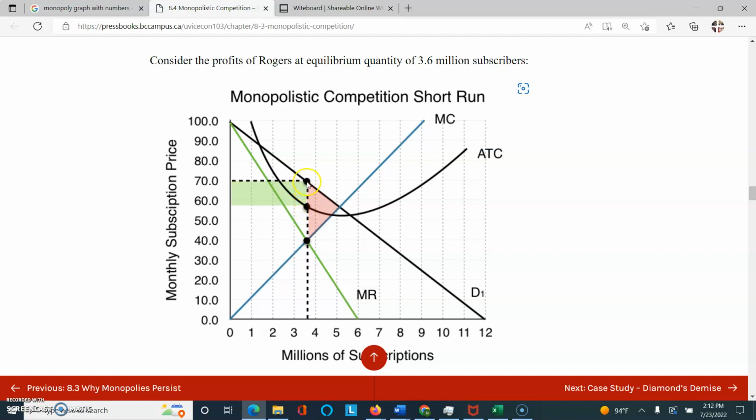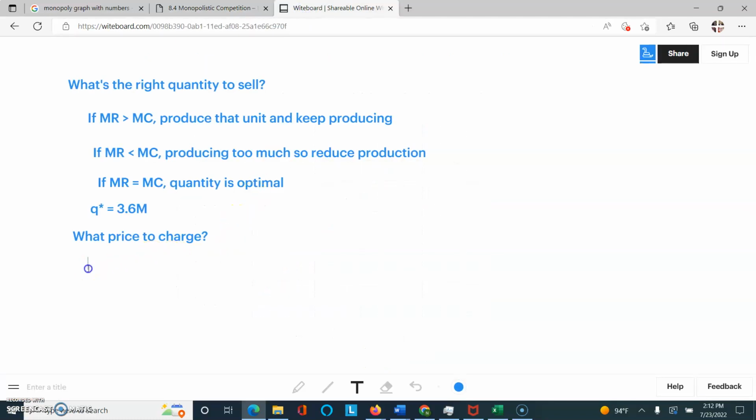So I go up to this point here. Now I read the graph off to the left. So I'm going to be charging exactly $70 per subscription to sell the 3.6 million that I want. Okay, so the second part, the optimal price, so P for price, would be $70 per subscription. Now the last thing that we're going to look at is how much our profit is.